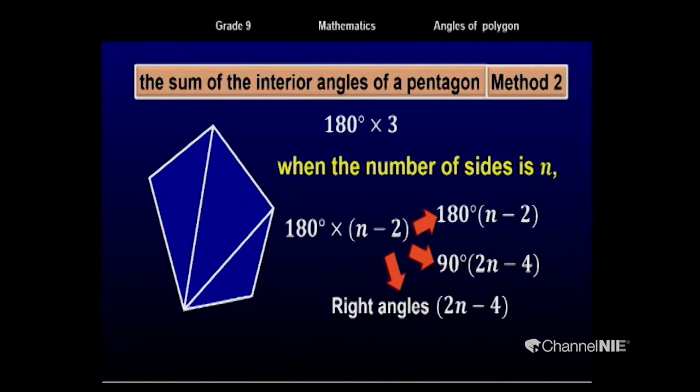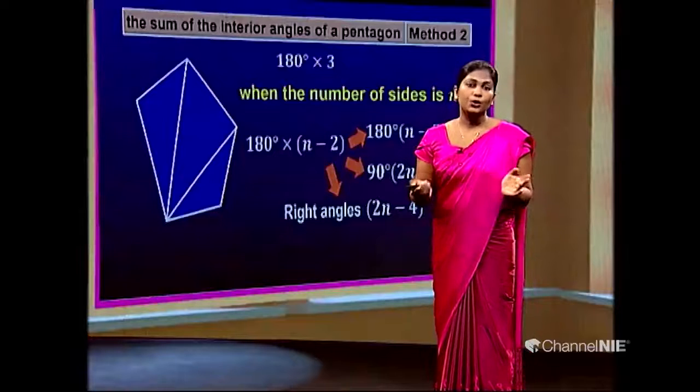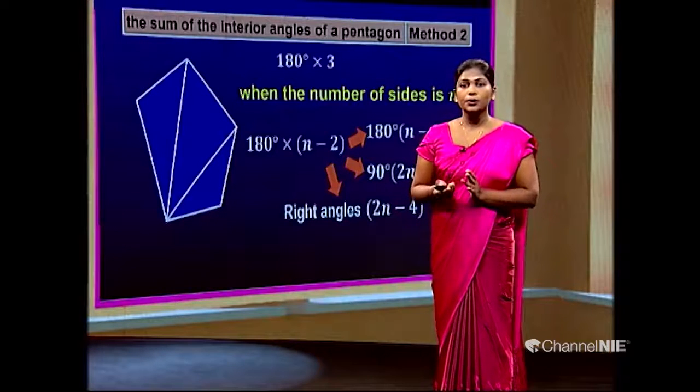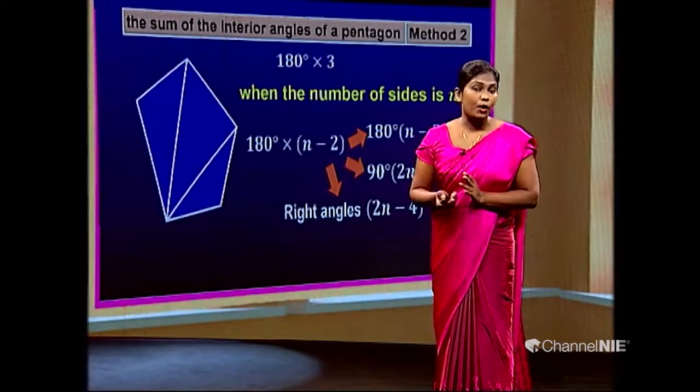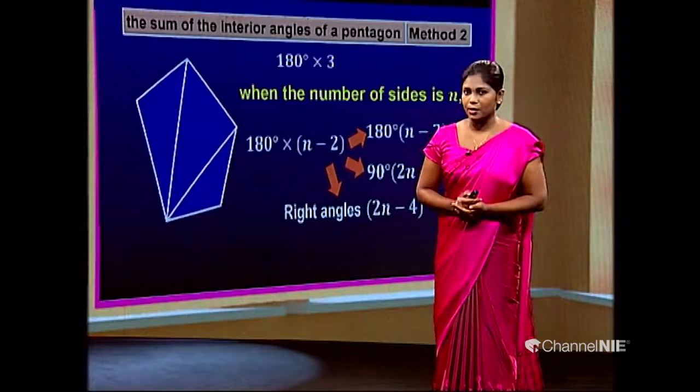Okay, children. Now you know how to find the sum of the interior angles of a polygon. We learned about 2 methods. What is the formula? Say it again.